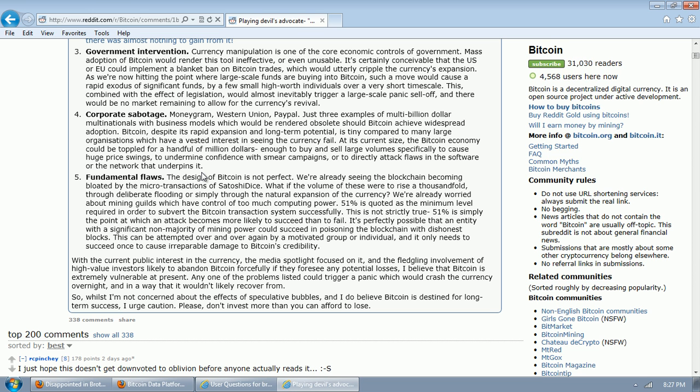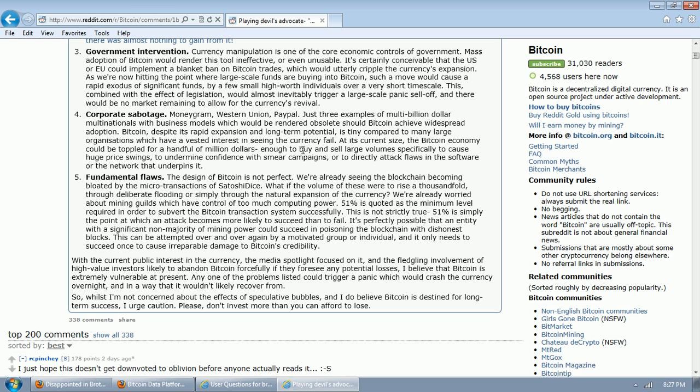At its current size, the Bitcoin economy could be toppled for a handful of $1 million, enough to buy and sell large volumes, specifically to cause huge price swings, to undermine confidence with smear campaigns, or directly attack flaws in the software or network that underpins it. Okay, well, we've seen all those and they failed.